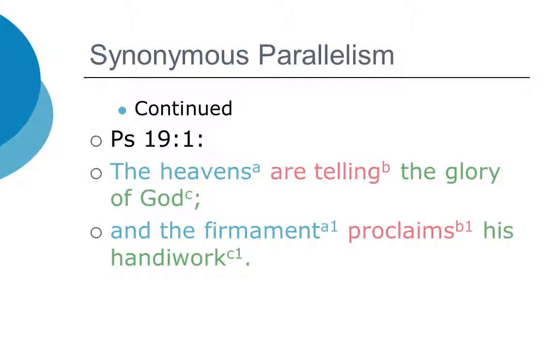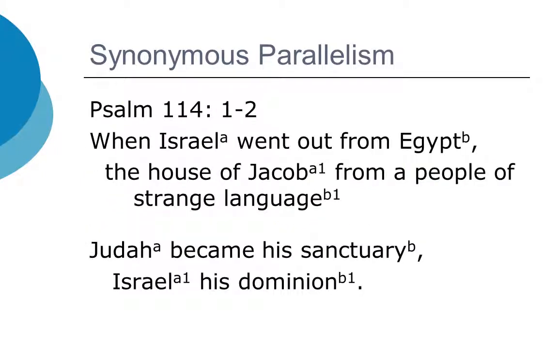Let's have some other examples. Psalm 114 is a good example of synonymous parallelism. In fact, the whole psalm is in synonymous verse. So we see verse 1, when Israel went out of Egypt, then the second line, the house of Jacob from a people of strange language. Judah, verse 2, became his sanctuary, Israel his dominion.